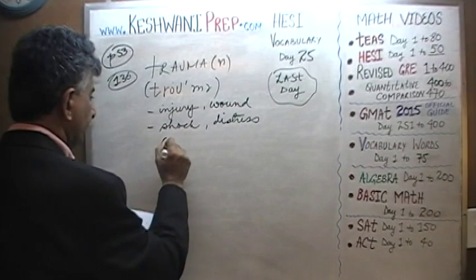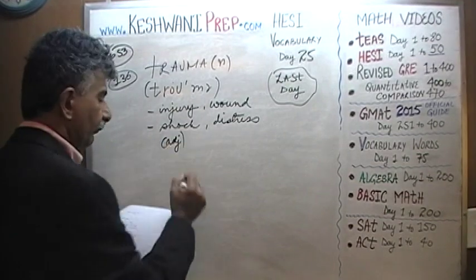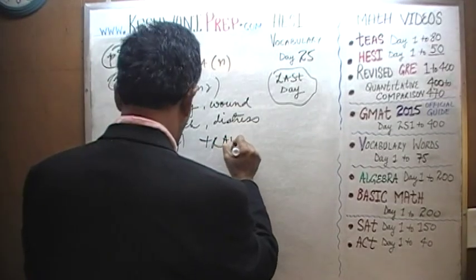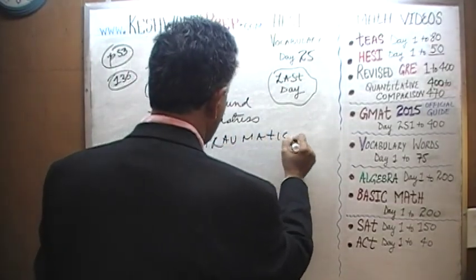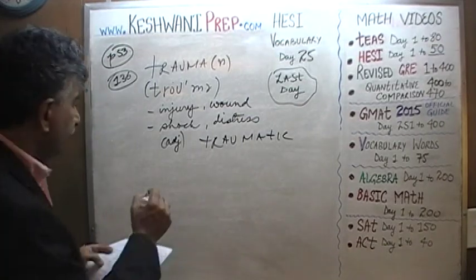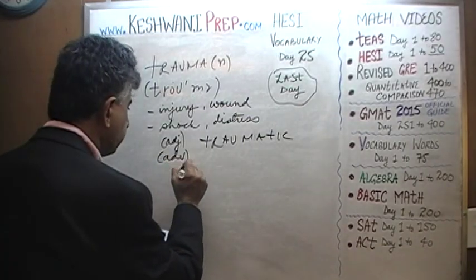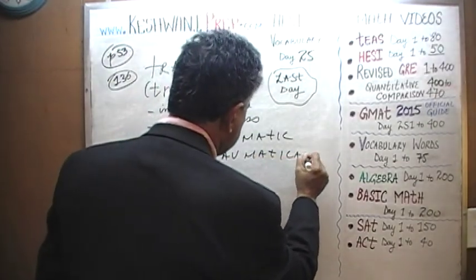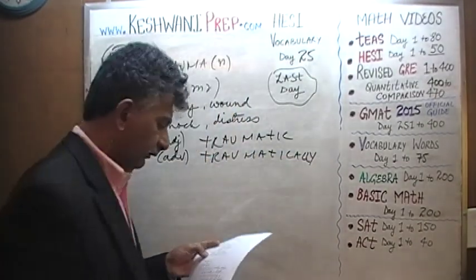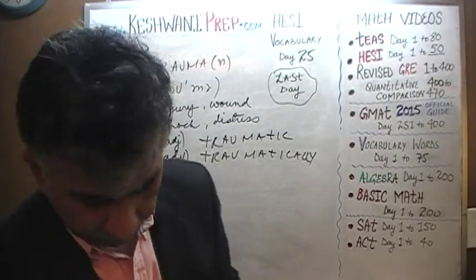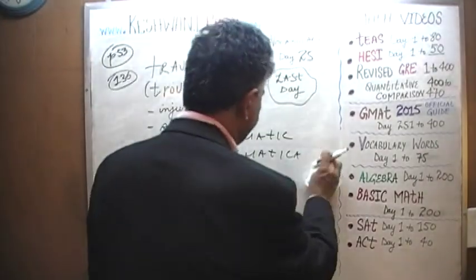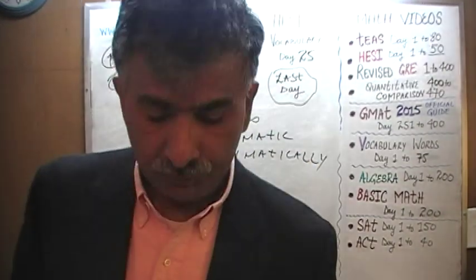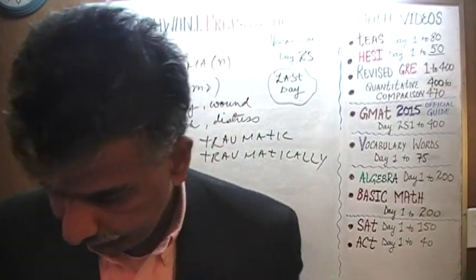What's the adjective? Adjective of trauma would be traumatic. What's the adverb? Traumatically, it has two L's. Trauma, traumatic, traumatically. Let's move on.